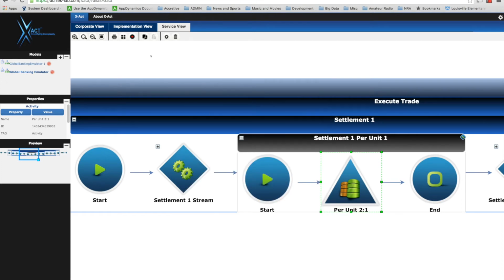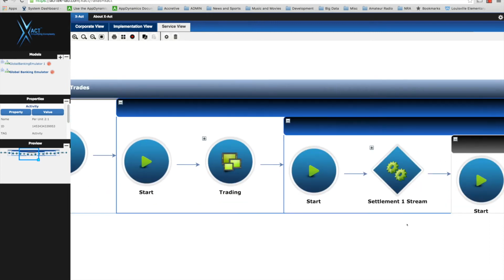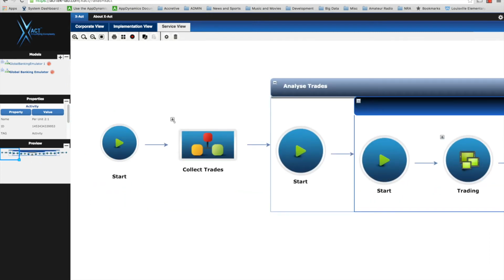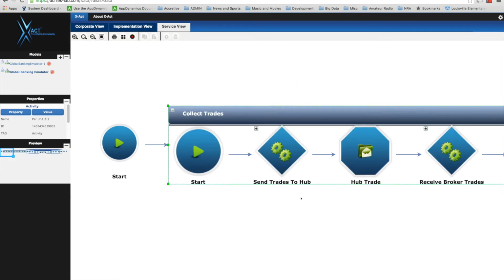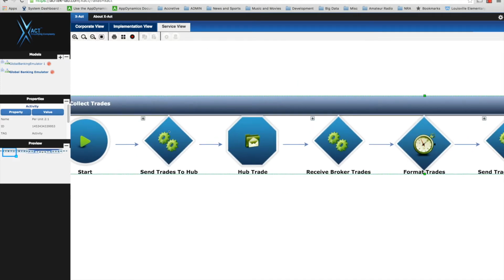So now, if we go back a little bit, we can look at a few additional ones here. If we open Collect Trades, we see in Collect Trades we have a couple of tasks, and we have a message or service to service. We also see here we have a task called Format Trades, which is a little different. It doesn't have the gears on it, it has a watch. This is a preparation task that represents time.